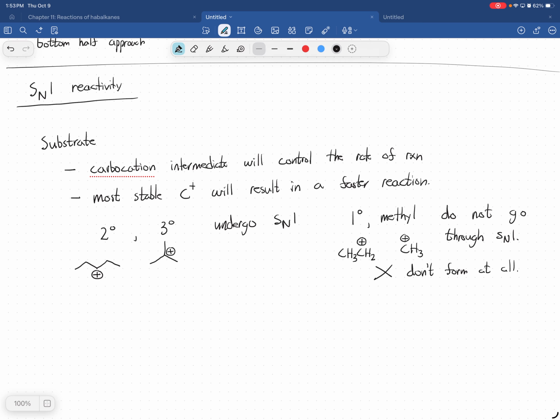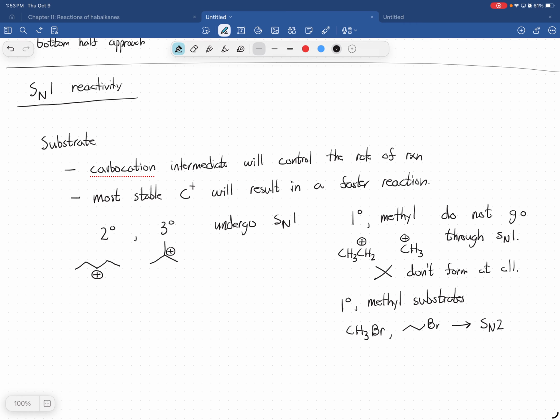Okay, so these substrates, primary methyl substrates. I'll give you some examples. CH3Br, this is methyl bromide, and something like this bromide, they're going to do SN2. So they undergo SN2. You never see these undergo SN1.